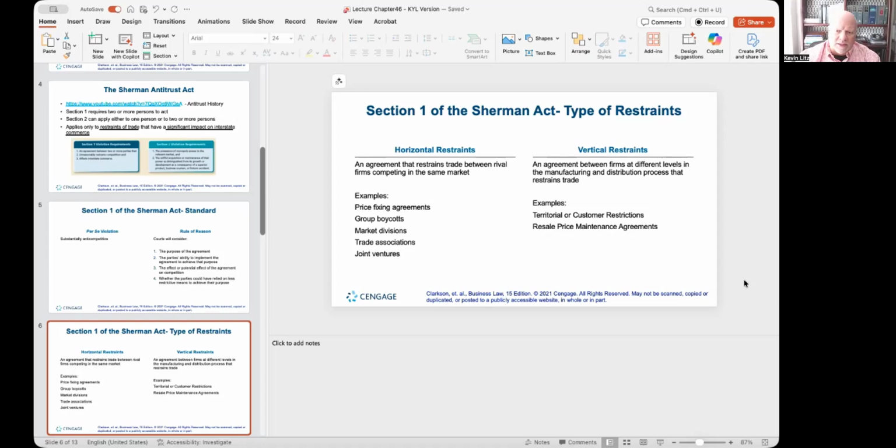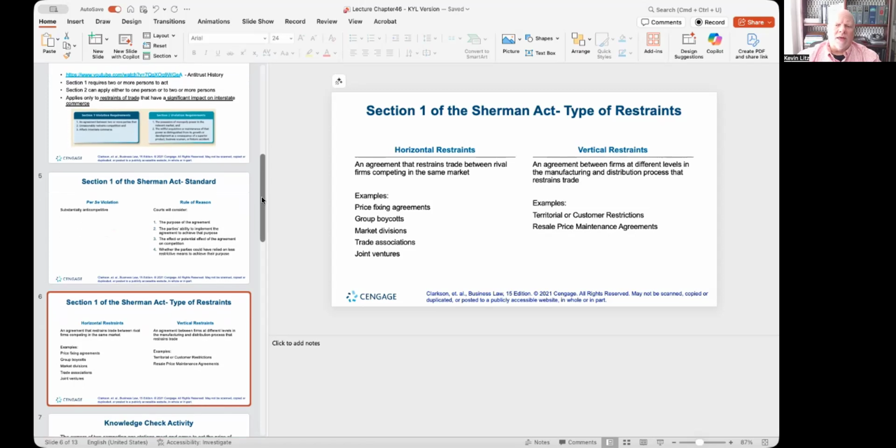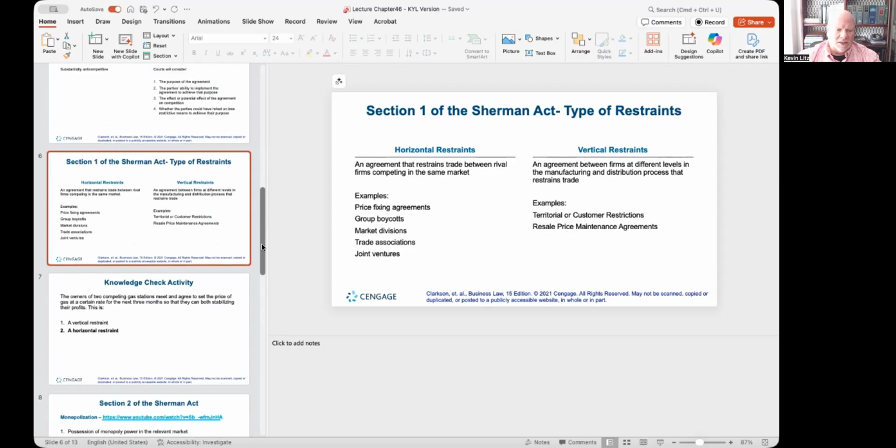So the feds basically say you can't really have territorial or customer restrictions. There are a lot of exemptions, and resale price maintenance agreements. For a lot of years, when you'd go into a store, you'd see a suggested retail price. Why was it suggested retail price? Because theoretically, the manufacturer could say to Macy's, we want you to sell our clothes at this price. But theoretically, they could not require Macy's to sell at that price, or that might be an antitrust restriction.